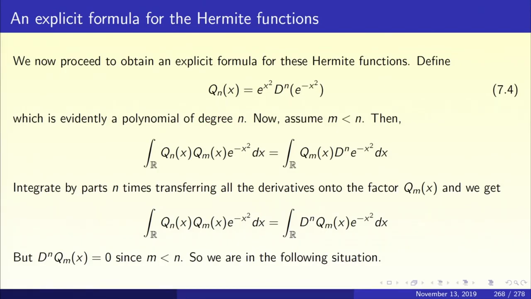So, when you transfer all the derivatives to the factor qm, you pick up a minus 1 to the power n factor and you get the integral over R of the nth derivative of qm(x) times e to the power minus x squared dx. But remember that qm is a polynomial of degree m, and m is strictly less than n. So, in the last displayed equation, the integral on the right hand side, you are looking at the nth derivative of qm(x), that is the nth derivative of a polynomial of degree m with m strictly less than n, and that is 0. So, we have established that the integral over R of qn(x) qm(x) e to the power minus x squared dx is 0 if m is not equal to n. The orthogonality of these polynomials 7.4 has now been established.